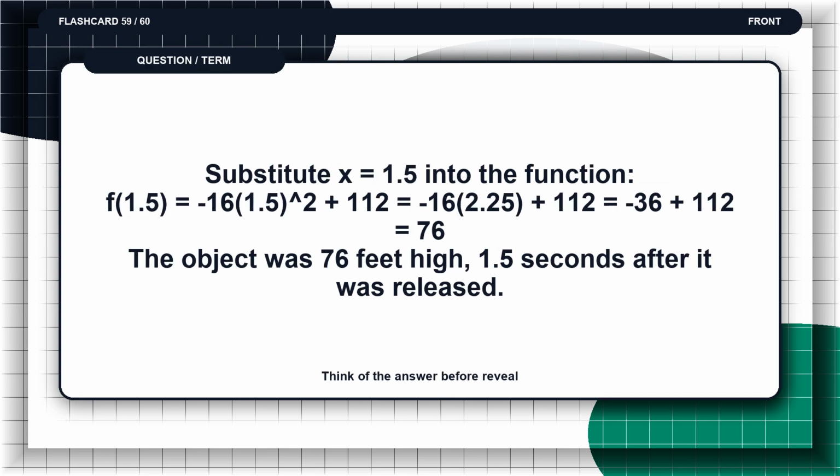Flashcard 59. Substitute x = 1.5 into the function f. f(1.5) = -16(1.5)² + 112 = -16(2.25) + 112 = -36 + 112 = 76. The object was 76 feet high 1.5 seconds after it was released. Think of the answer before the reveal.